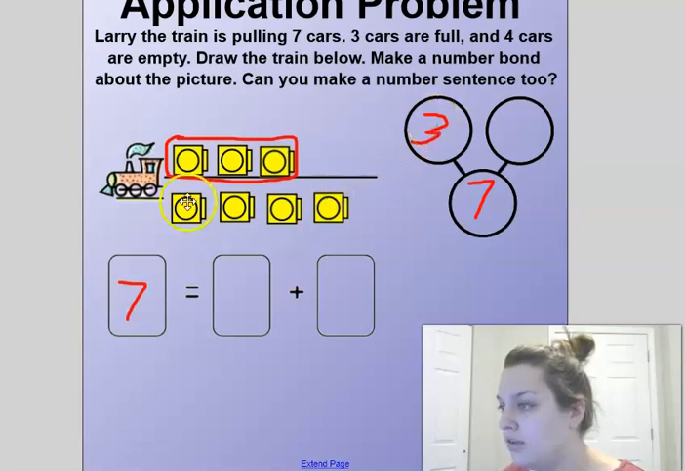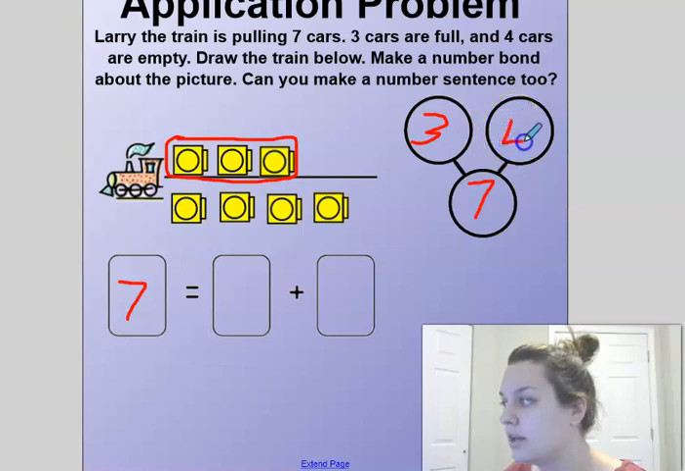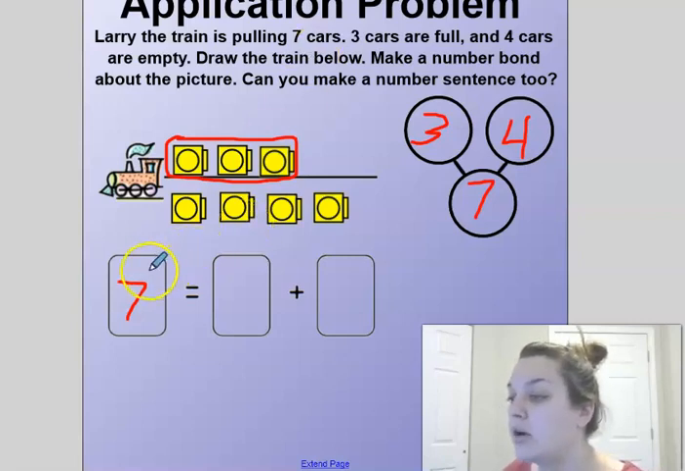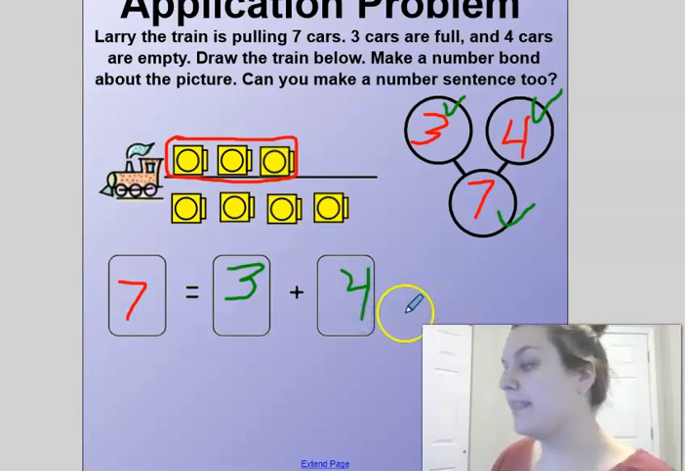Okay, so we already have our 3 filled in. How many cars were empty? Very good, 4. 1, 2, 3, 4. So we're going to write a number 4. Okay, now our number bond's complete. But we still want to do our number sentence. So we have our whole equals our part. So we already did our whole, so let's check that off. Equals our part, which is one of our parts is 3 because 3 cars are full. And then how many cars are empty? 4. Very good. So we're going to do a 4 here. Kind of crazy looking 4, huh?